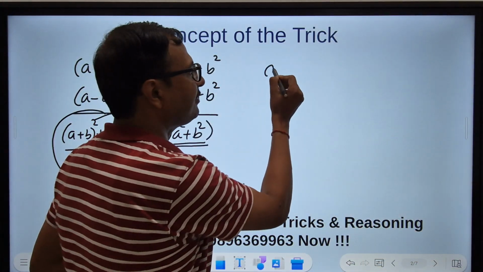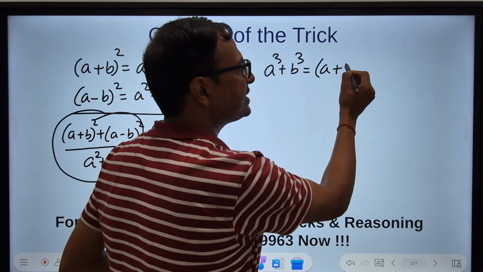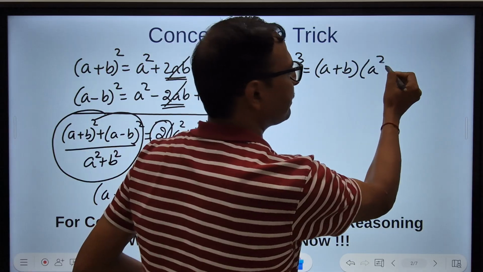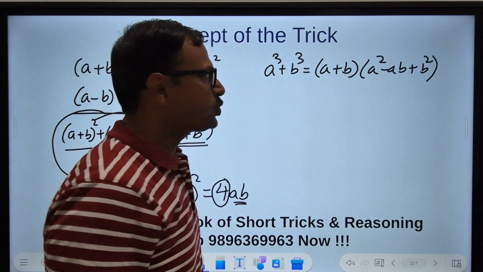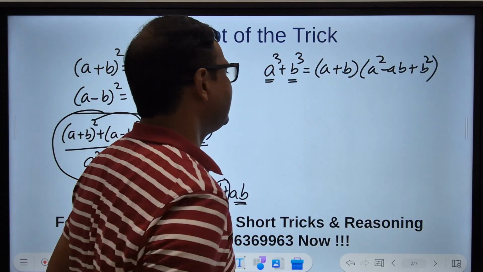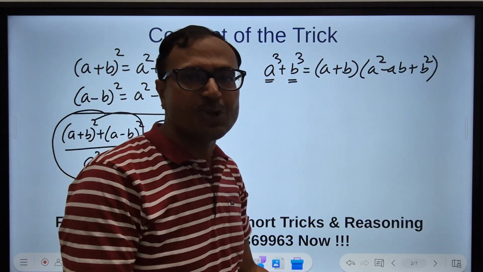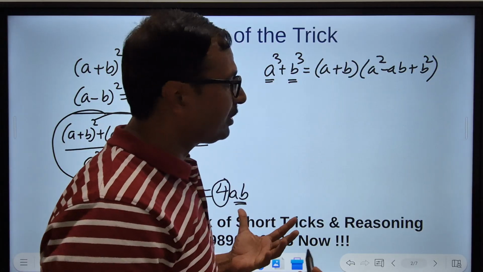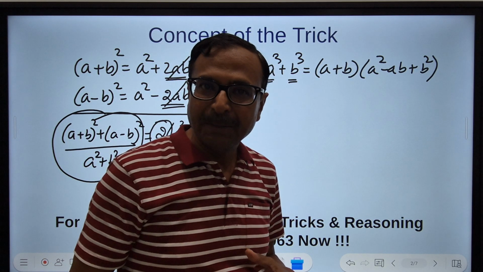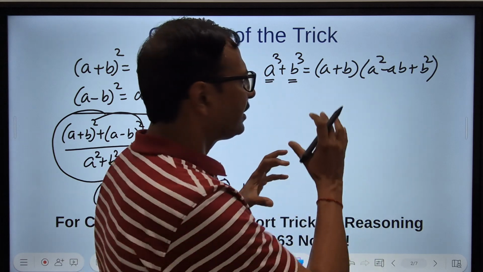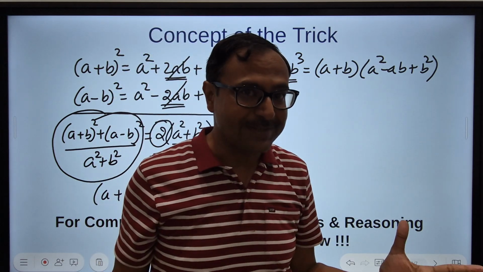Likewise, if you have a cube plus b cube, you know that you can factorize it as (a plus b) times (a square minus ab plus b square). So what they are going to do is to give you some complicated quantities here, where you can apply a cube plus b cube, maybe in decimals also, and you get to a phase where you start realizing, oh, the calculations are too tough, but a little bit of smartness, a little bit of trial and error can get you the answer.